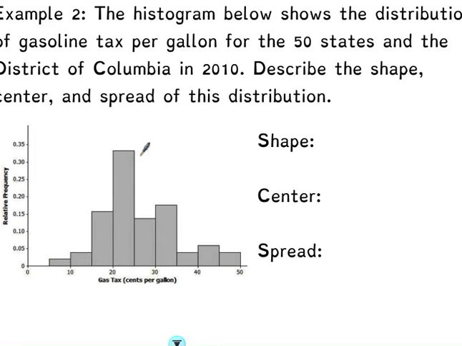Looking at this distribution, since I have a large frequency of data over here on the left-hand side, I would say that this shape looks like it is skewed to the right because of this tail of data, where I have a low frequency of data on this side. So I'm going to say skewed right for this shape.